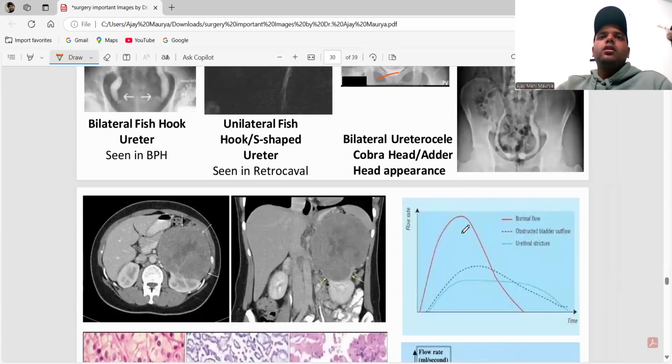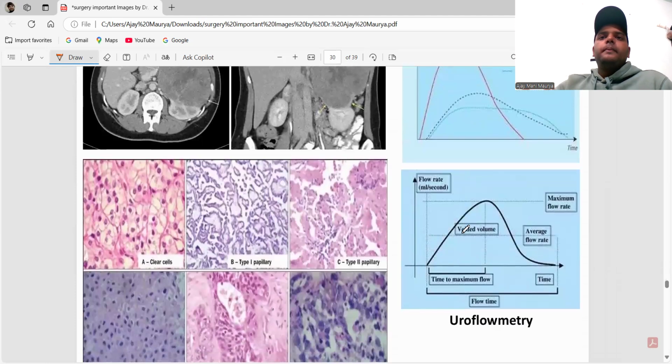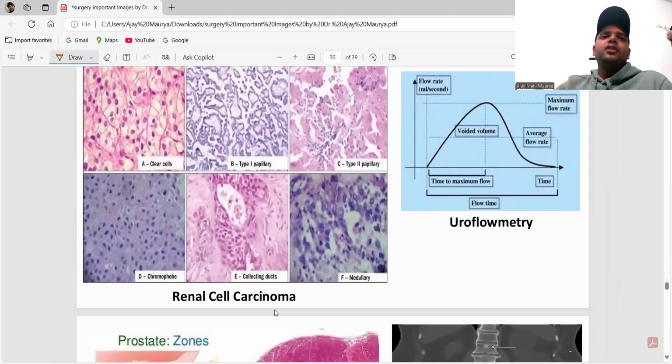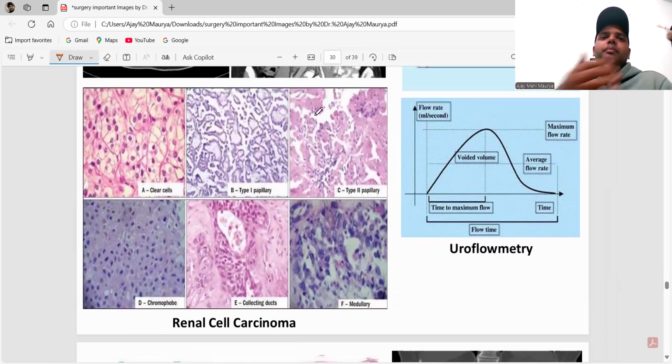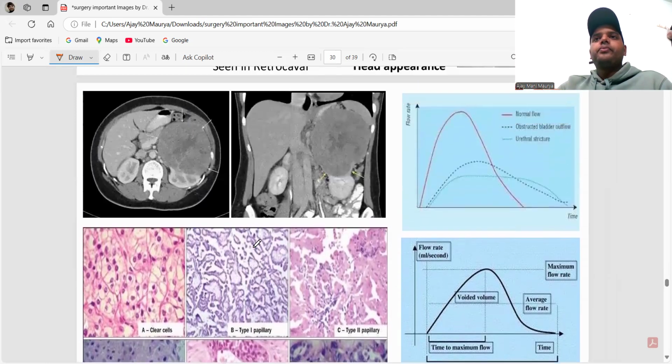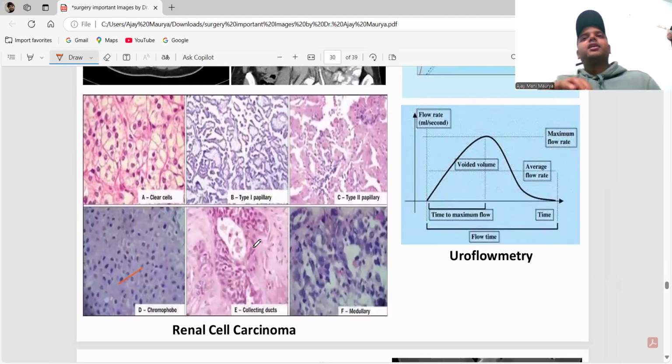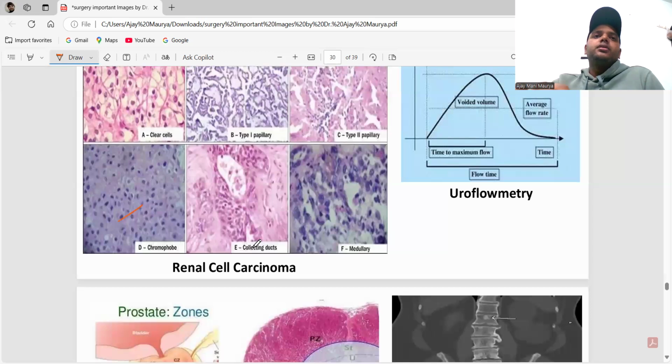Nephrosis. This is renal cell carcinoma. You see the clear cells. This is type 1 papillary. This is type 2 papillary. These are the chromophobes, guys. This is the collecting duct. This is the medullary. Clear cell carcinoma is the most common cancer of the kidney.